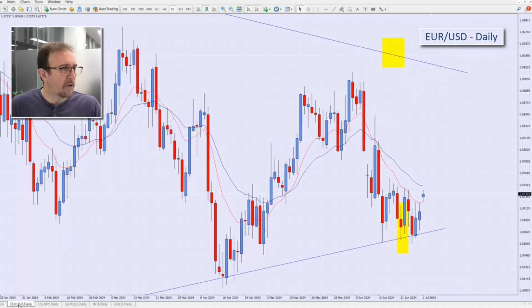Let's have a look at the Euro USD. I had this marker here, and this was the candle that we were looking at last week when I last spoke to you. And I said, hopefully, between that candle and the one that was forming the following day, we could get a reversal. Now that didn't happen, so that marker is no good to me.